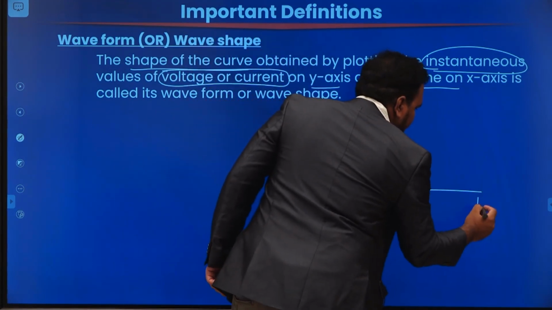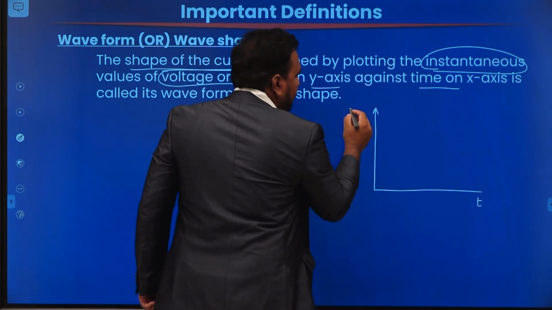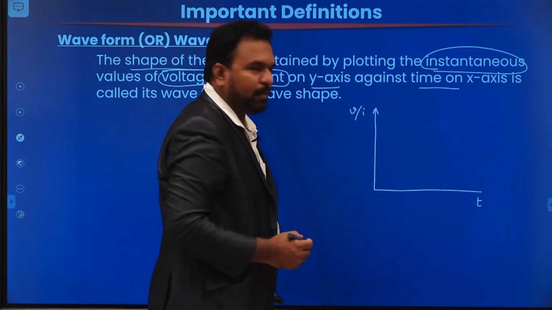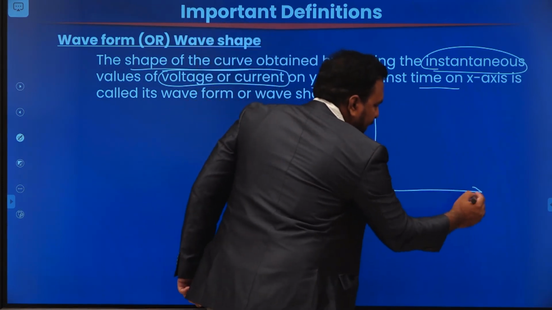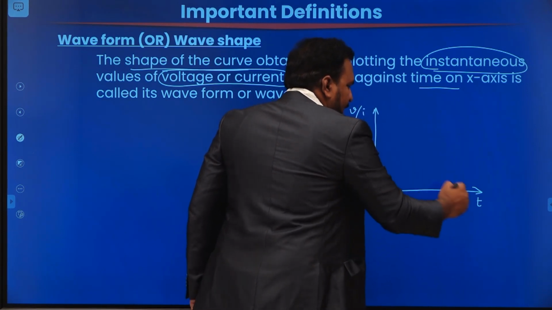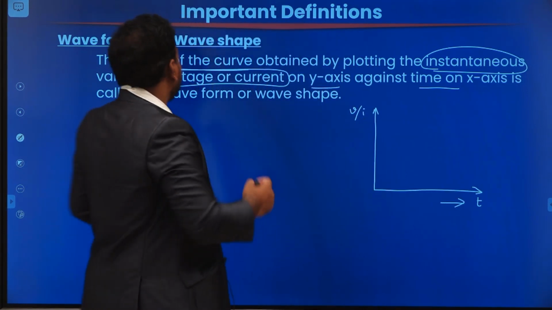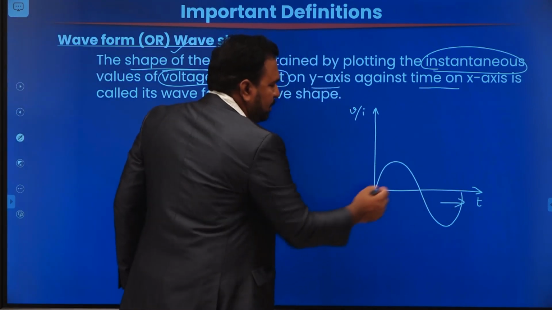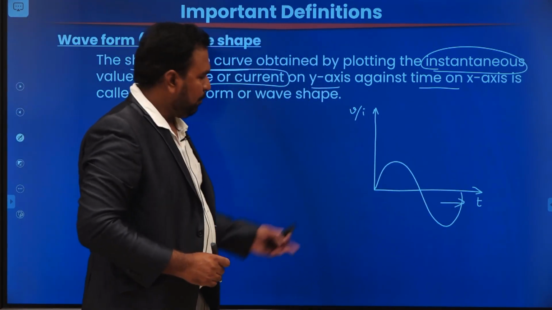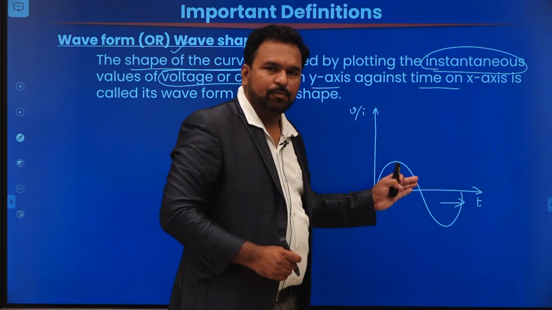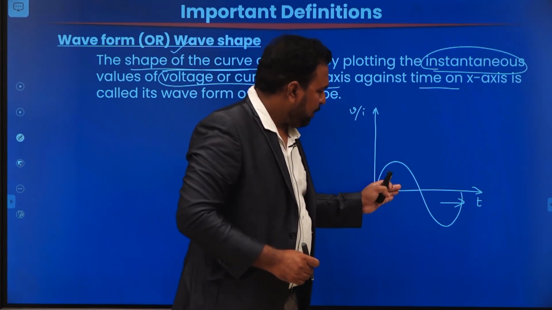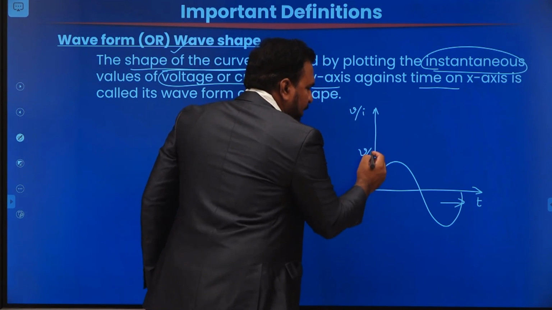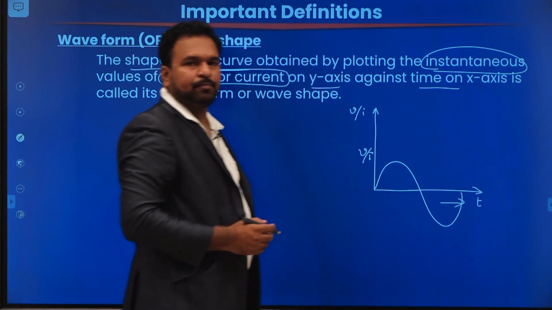when you draw a curve between time and voltage or current, voltage and current are taken on the y-axis, and time is taken on the x-axis. So when you draw the curve, the obtained curve is called the waveform or wave shape. The curve is a sinusoidal waveform. This is called a waveform. If it is sinusoidal, we call it a sine wave. So the sine wave can be represented for voltage, or it can be represented for current against time.